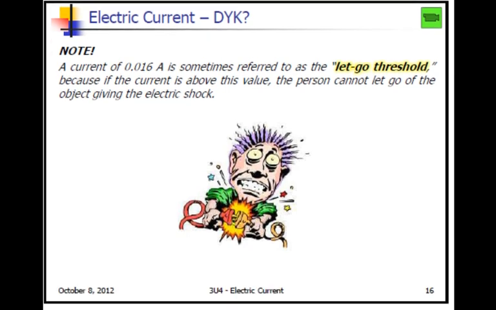Last point here. A current of 0.016 amps or 16 milliamps is sometimes referred to as the let go threshold, because if the current is above this value, the person cannot let go of the object giving the electric shock. So that current level, 16 milliamps, is the threshold where you're able to counteract the electrically caused contraction of your muscles. Anything greater than that means you'll be stuck. And that's the point that we're going to end this lecture on.